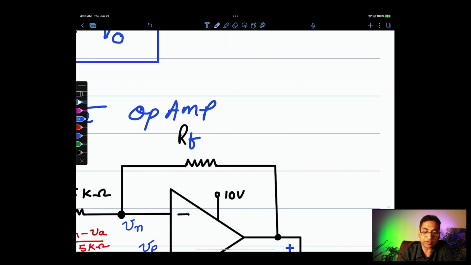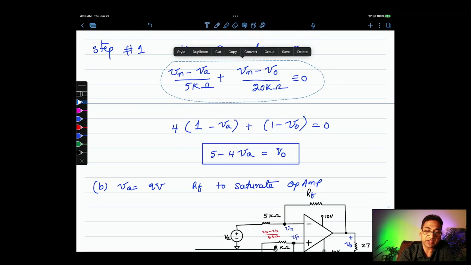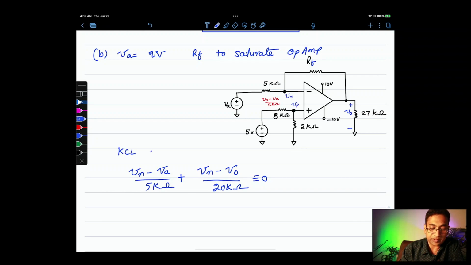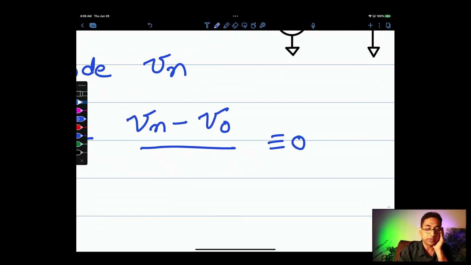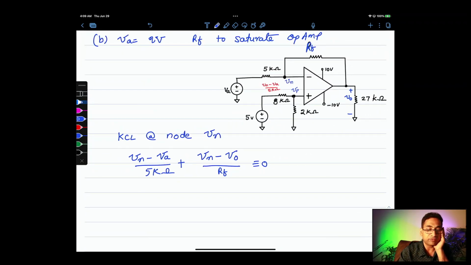So all I'm going to do is to copy this equation, pay close attention here, and paste it over here. So this is KCL at node Vn. Now earlier I had a value for RF which was 20 kilo ohms. Now this is not known. Also now we know the value for VA. VA is given to be 2 volts.